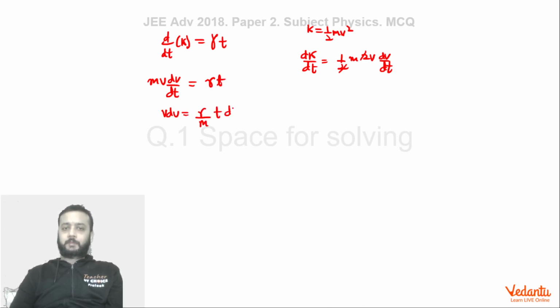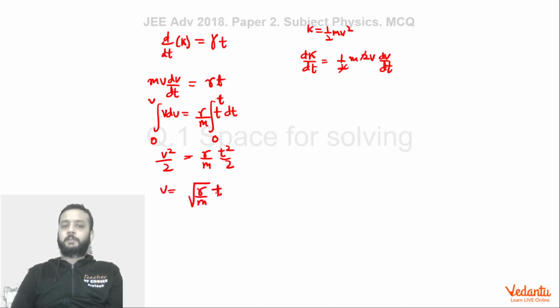So from here we can see that v dv equals gamma upon m t dt. And if we integrate this from 0 to time t and from 0 to speed v, because in the question it is given that the particle starts from rest from origin, this will become v square by 2 equals gamma upon m into t square by 2, which means that v equals root of gamma upon m into t. So now we can see that velocity is some constant into time.